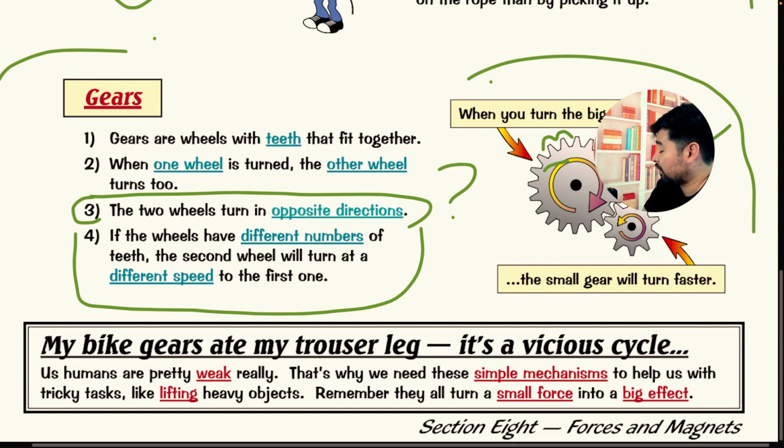Again, us humans are pretty weak, really. Weak is the opposite of strong, fraco. That's why we need these simple mechanisms, simples, to help us with tricky tasks, difficult tasks, okay? Like lifting heavy objects. Lifting means levantar, right? Remember, they all turn a small force into a big effect. Is it okay? Clear? Okay? A small force, força pequena, big effect, grande efeito, né?